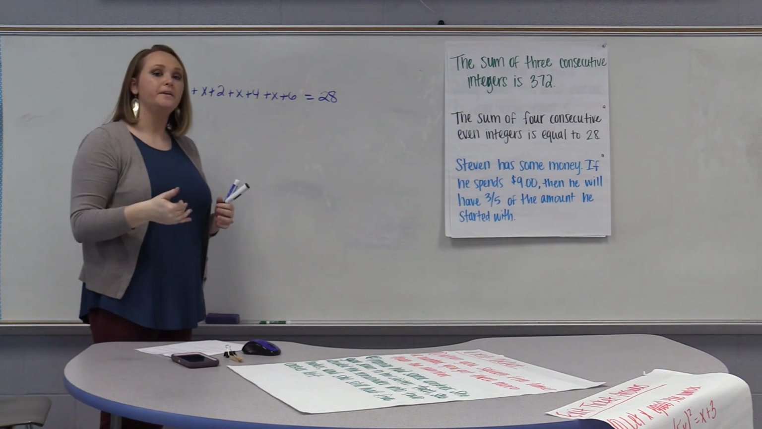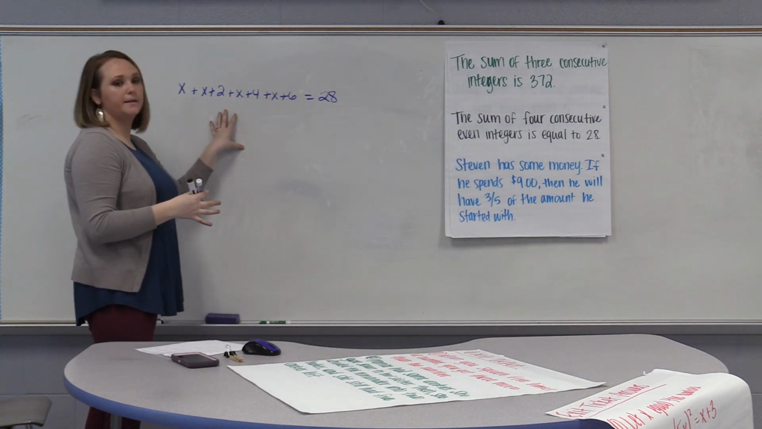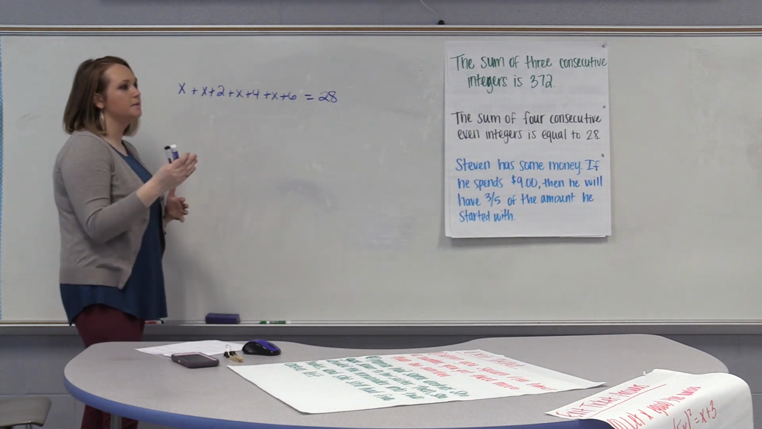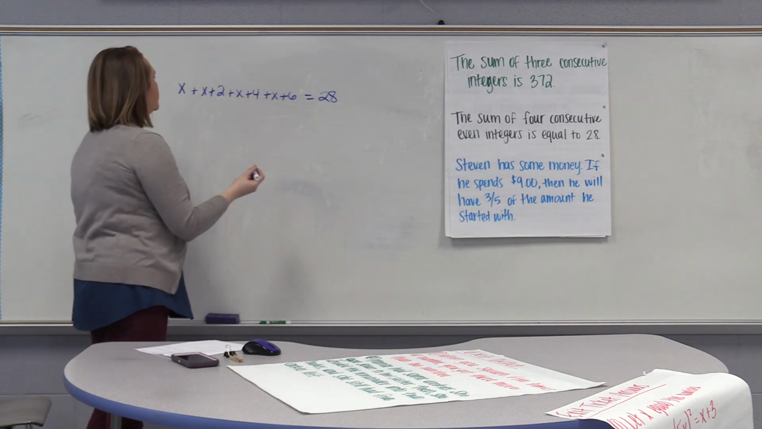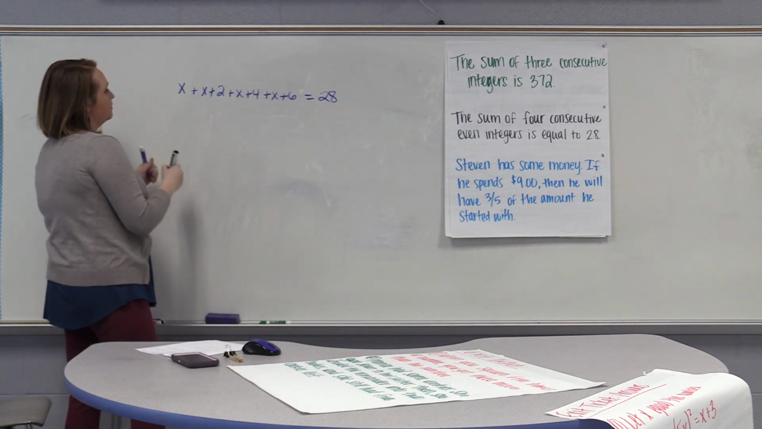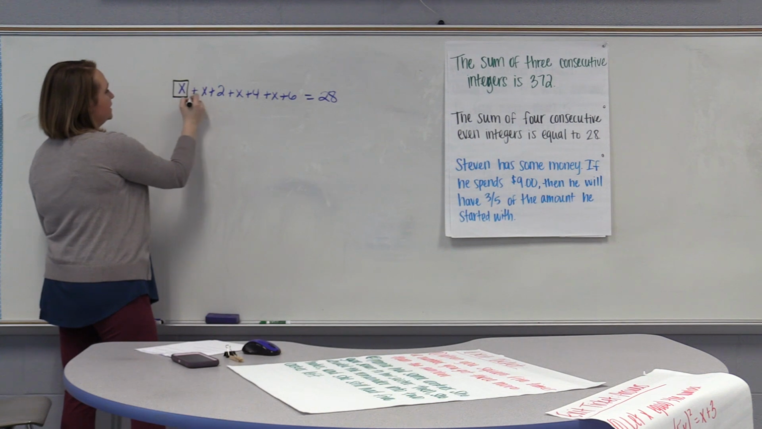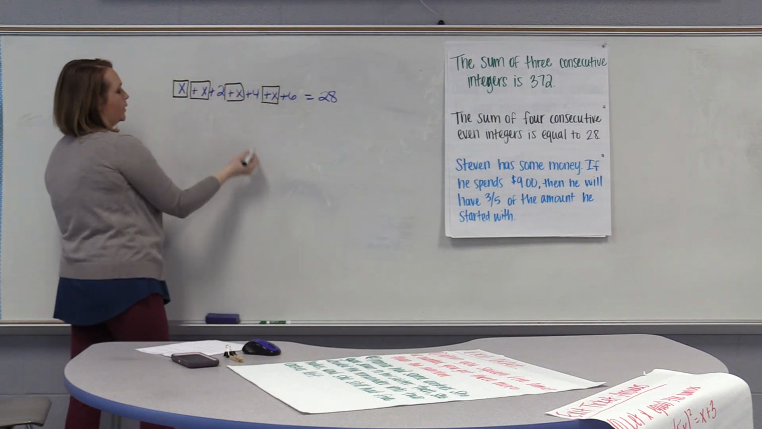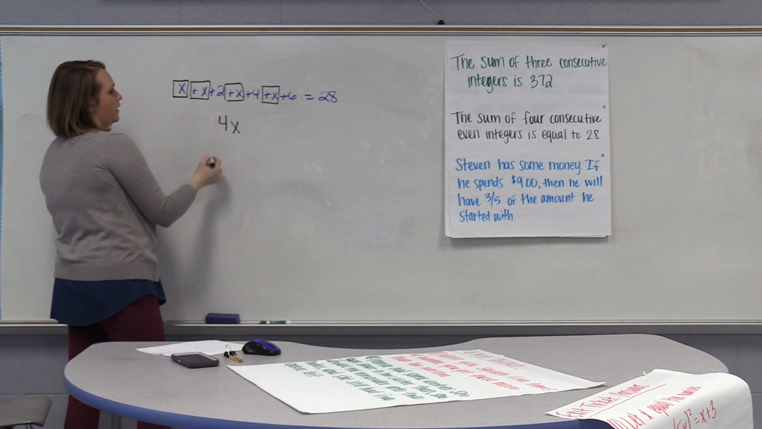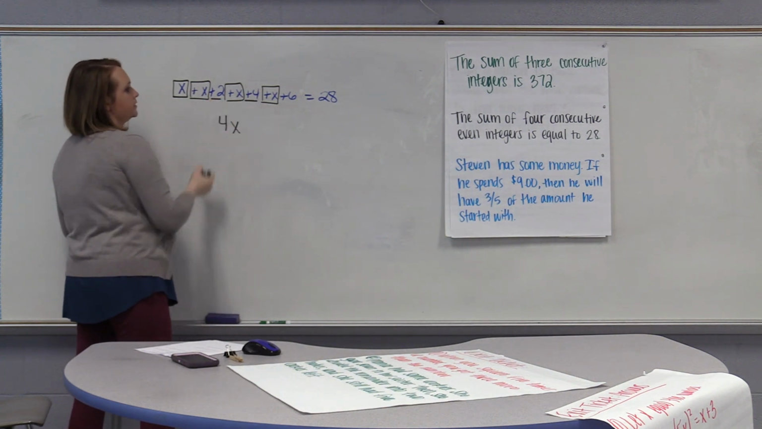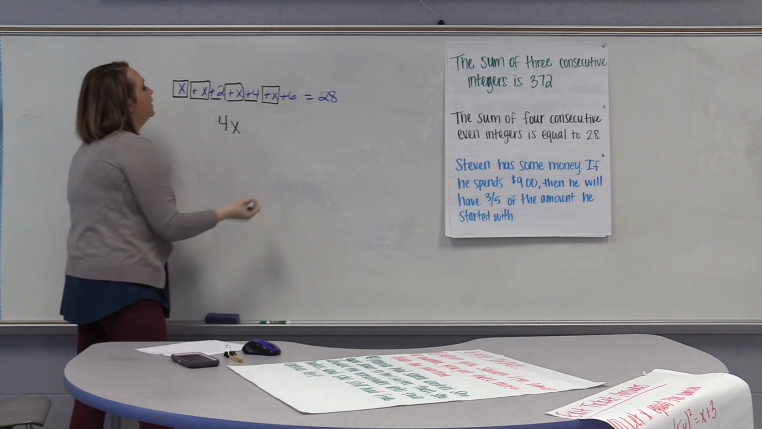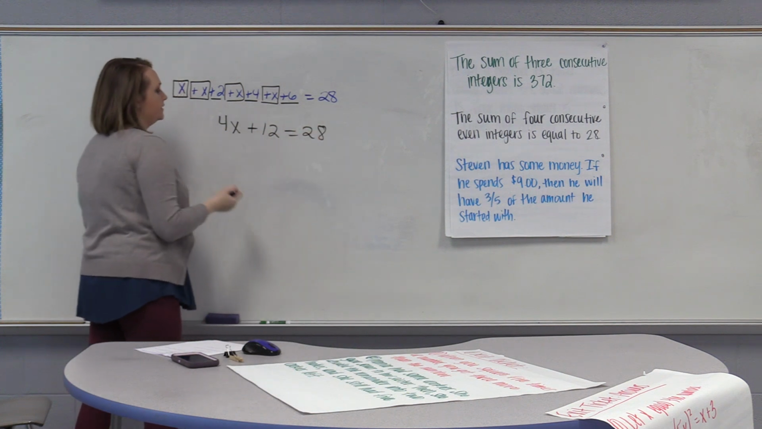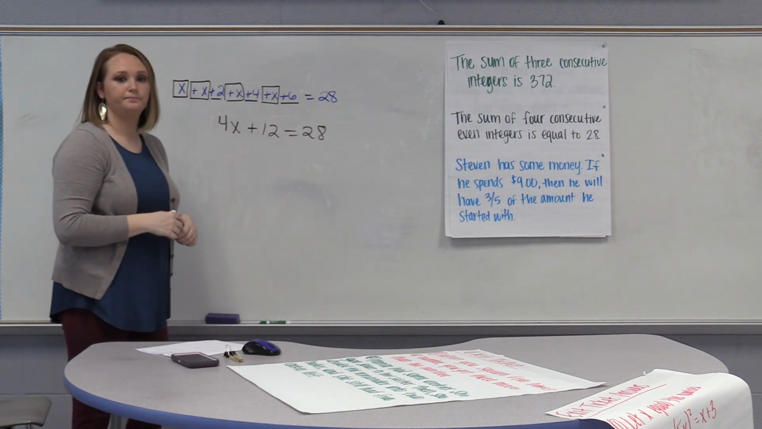Now, just like in our previous example, we can combine like terms to make this a more simplified equation. Again, that won't be our focus until later on, but it's always a good thing to practice. So I'm going to combine every term that has an x. So I have 4x, and then I'm going to add 2 plus 4 to get 6, and then 6 plus 6 to get 12. And I'm going to set that equal to 28.